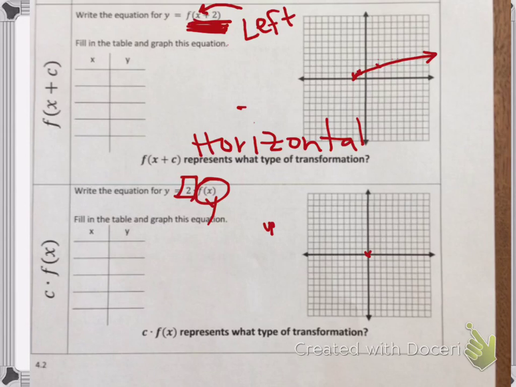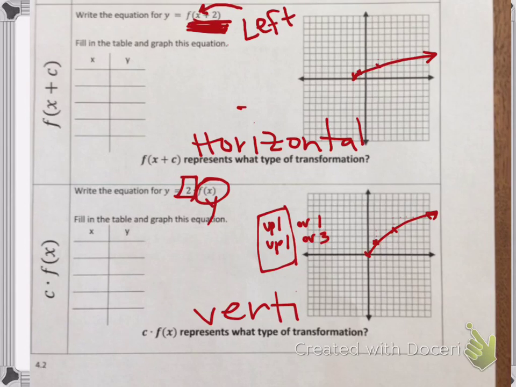So normally I would go up 1 over 1, up 1 over 3, but because I had that 2 out in front, I have to change my up values by multiplying them by 2. So I'm going to go up 2 and over 1, up 2 and over 3, and then up 2 and over 5 for my graph to go through those ordered pairs instead. Because we changed the y values again, it's vertical. It's a vertical transformation.